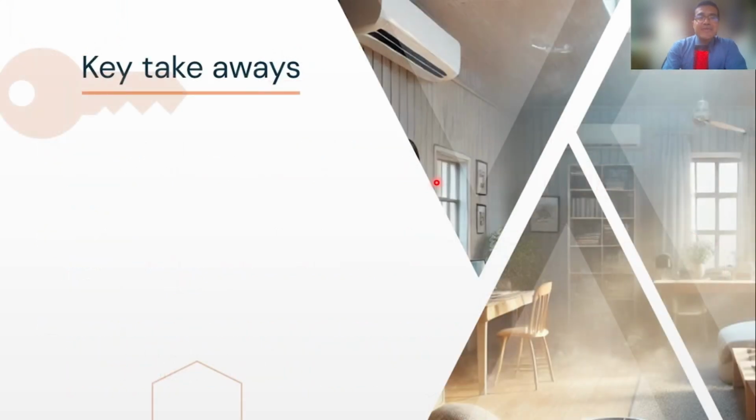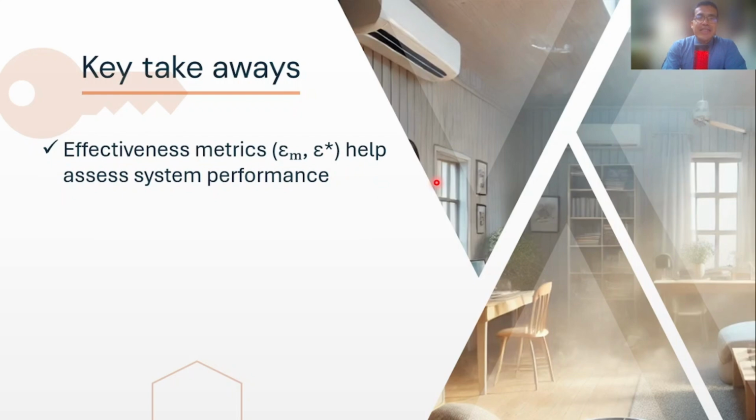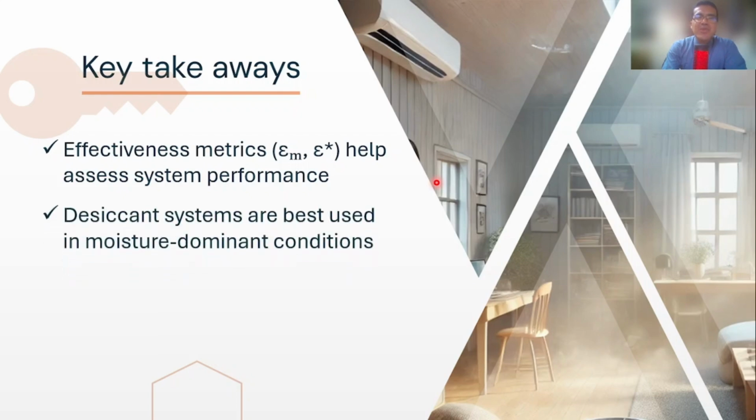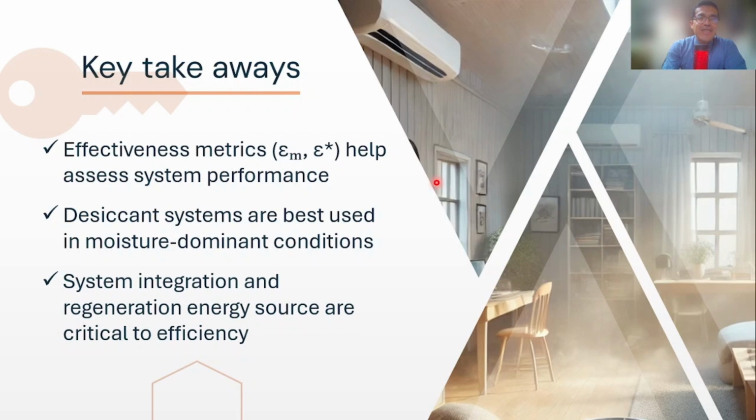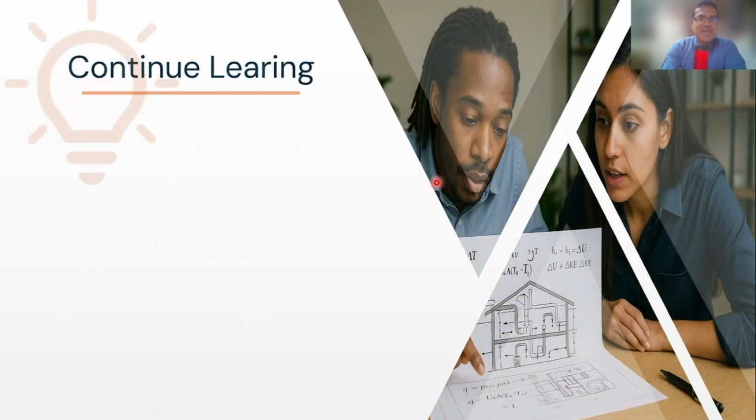So let's recap with some key takeaways from this video. The key to evaluating desiccant systems lies in understanding their effectiveness at removing moisture and managing energy. They are most valuable in high latent load settings like supermarkets, hospitals, or outdoor air systems. Finally, the integration with HVAC components and the choice of regeneration energy source significantly affect overall performance and sustainability.